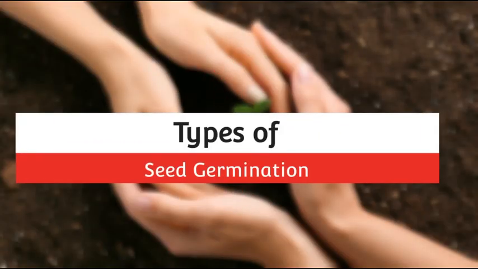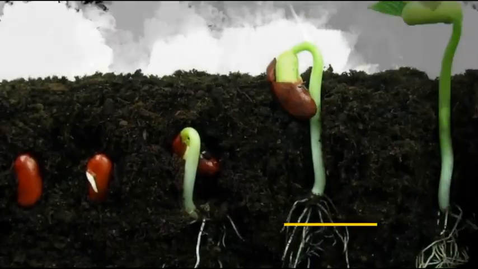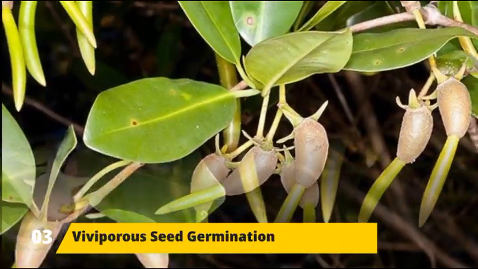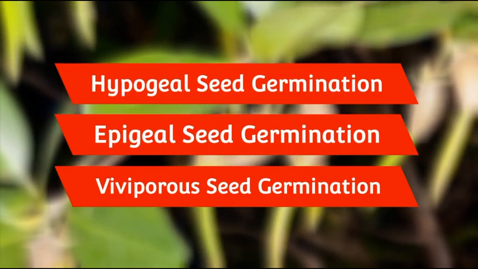There are three types of seed germination: hypogeal seed germination, epigeal seed germination, and viviparous seed germination. In this video, we are going to talk about those three types of seed germination.